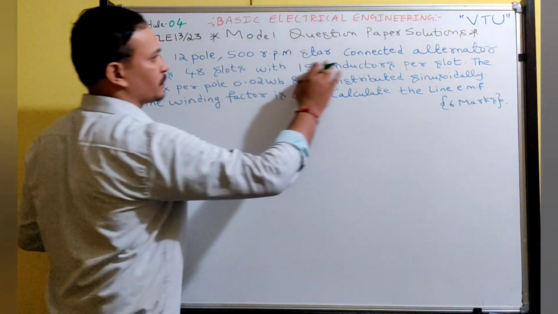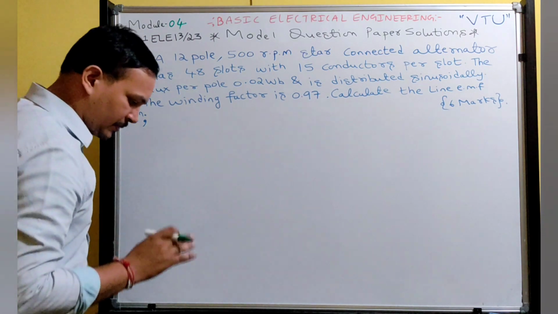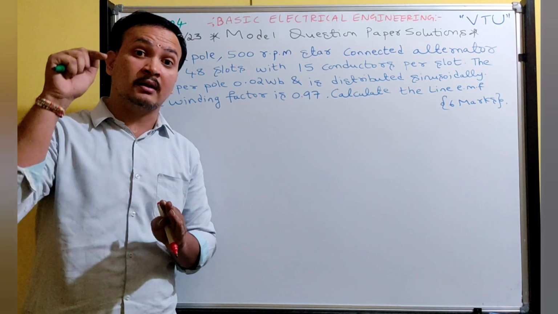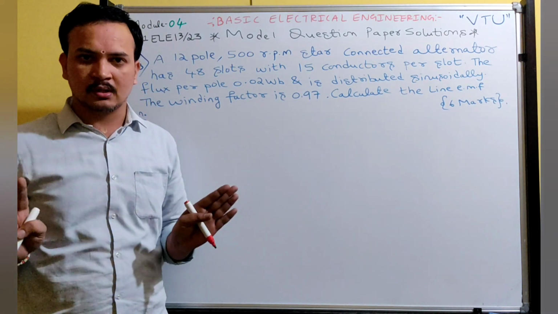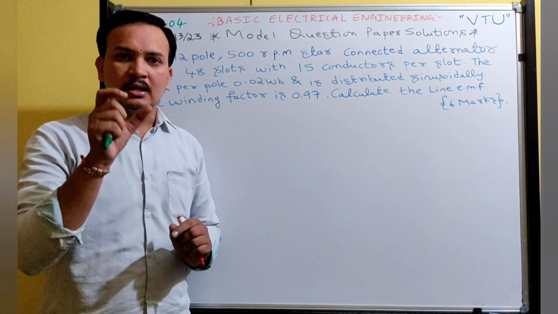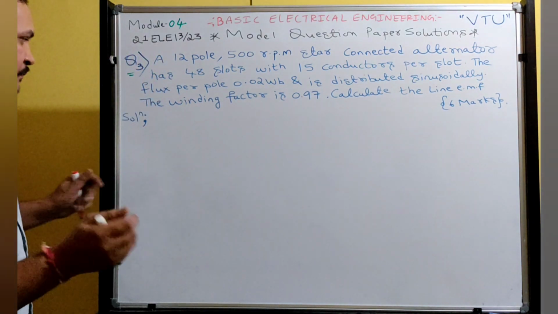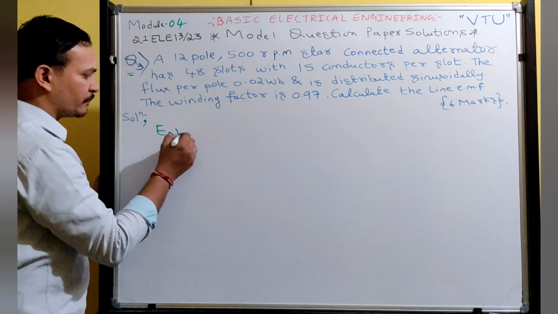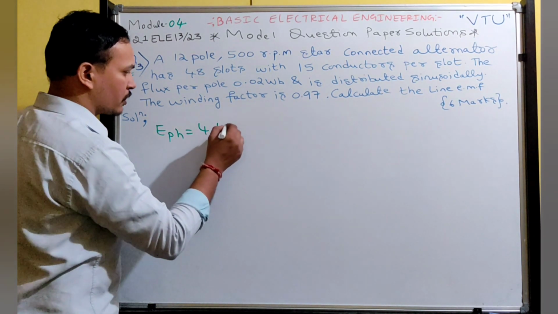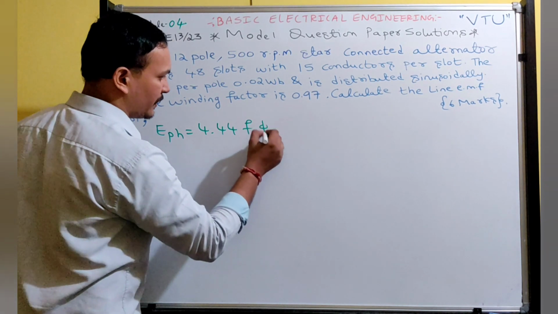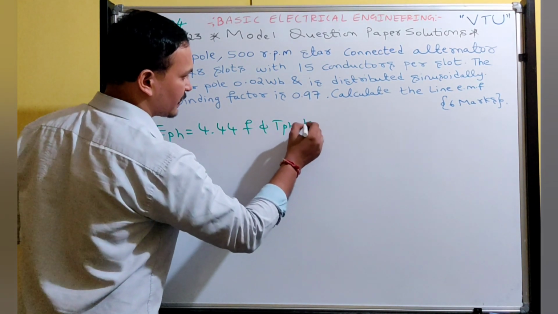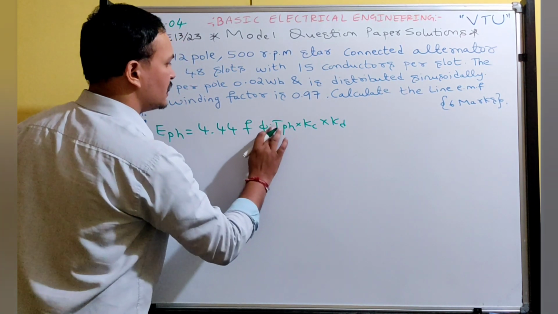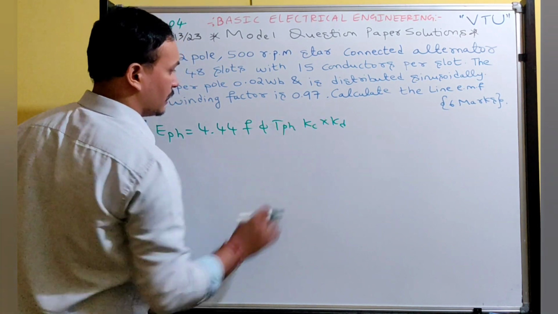See, whenever they ask problems on alternator, 100% in your syllabus, they are going to ask problems on EMF equation of alternator only, no other problems. So you must remember the EMF equation of an alternator formula. EPH is equal to 4.44 F phi TPH KC into KD. This is the EMF equation of alternator.